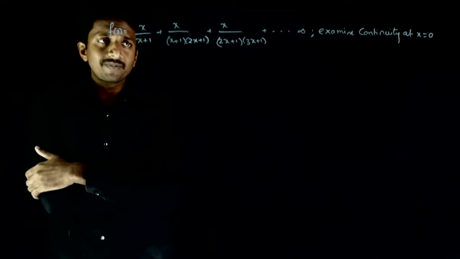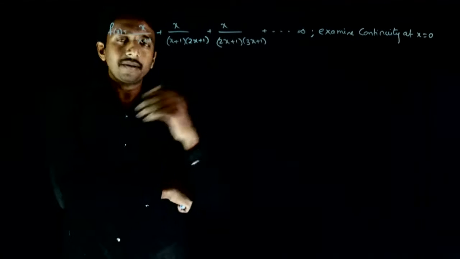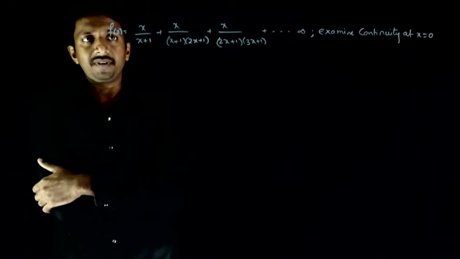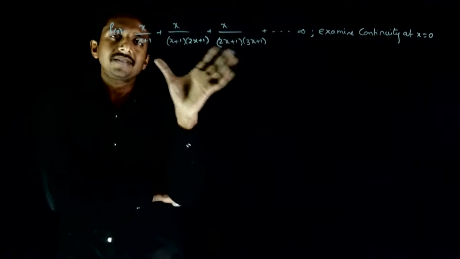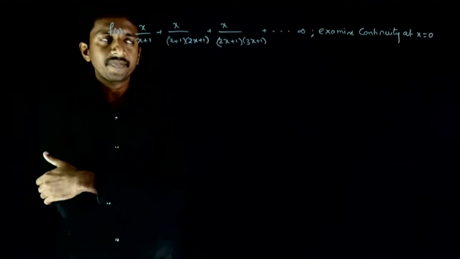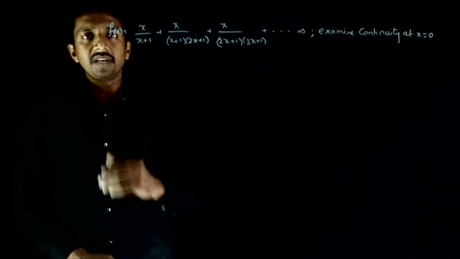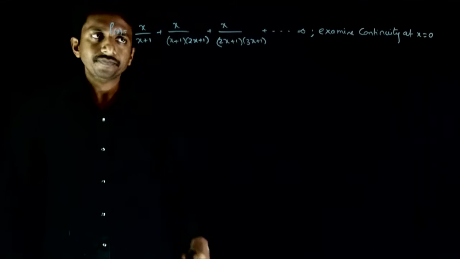In this question you are given f of x is x by x plus 1 plus x by x plus 1 into 2x plus 1 plus x by 2x plus 1 into 3x plus 1, and so on, and the series is continuing up to infinity. F of x is the sum of an infinite number of terms of this sequence. Now you are asked to examine the continuity of this function at x is equal to 0.